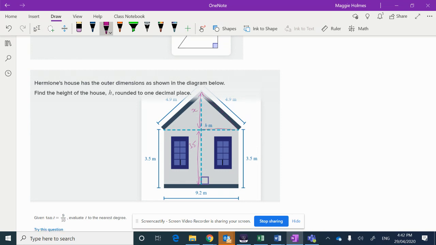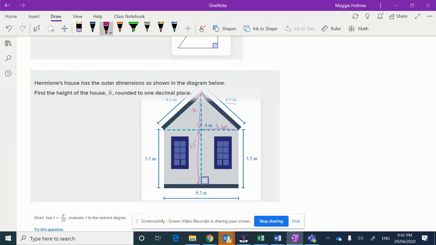If we use this right angle triangle, let's see what we know. We've got this side is 4.9, and then this bit here, we're not told it directly, but we know, look, the house looks symmetrical, okay? 3.5, 3.5, 4.9, 4.9, it's on the same slope. So this is half of the 9.2. So this bit here is going to be 4.6 meters.